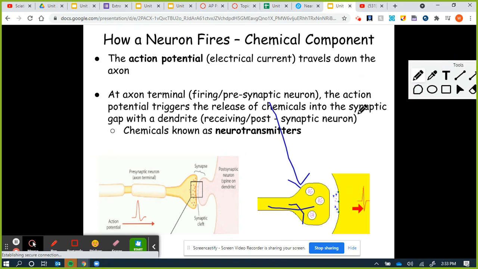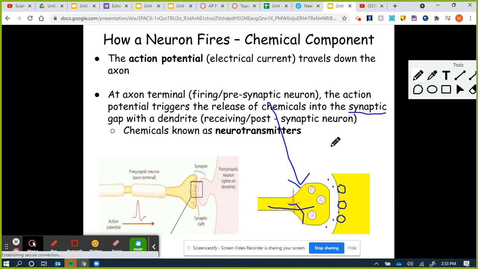They travel across the tiny little gap. You remember neurons don't touch each other, except for in the heart. You don't need to know that. They travel across the synaptic gap and over to the dendrites where there are receptor sites. The neurotransmitters bind at the receptor sites, called lock and key. They just fit at certain ones. They bind at the receptor sites.